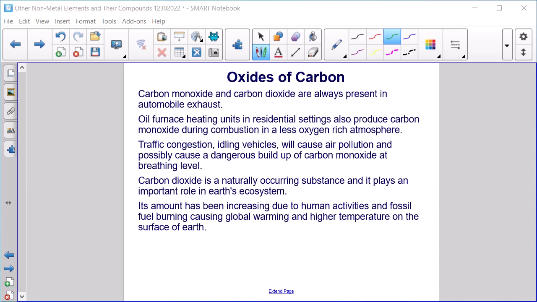Carbon dioxide is a naturally occurring substance, and it plays an important role in Earth's ecosystem. Its amount has been increasing due to human activities and fossil fuel burning, causing global warming and higher temperatures on the surface of Earth.